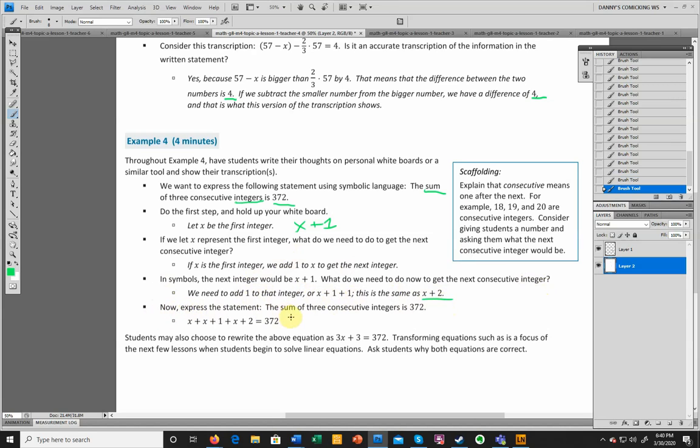Now, express the statement. The sum of consecutive integers is 372. So x plus x plus 1 plus x plus 2 is 372. You may also rewrite the above equation as 3x plus 3 equals 372. That's combining like terms.